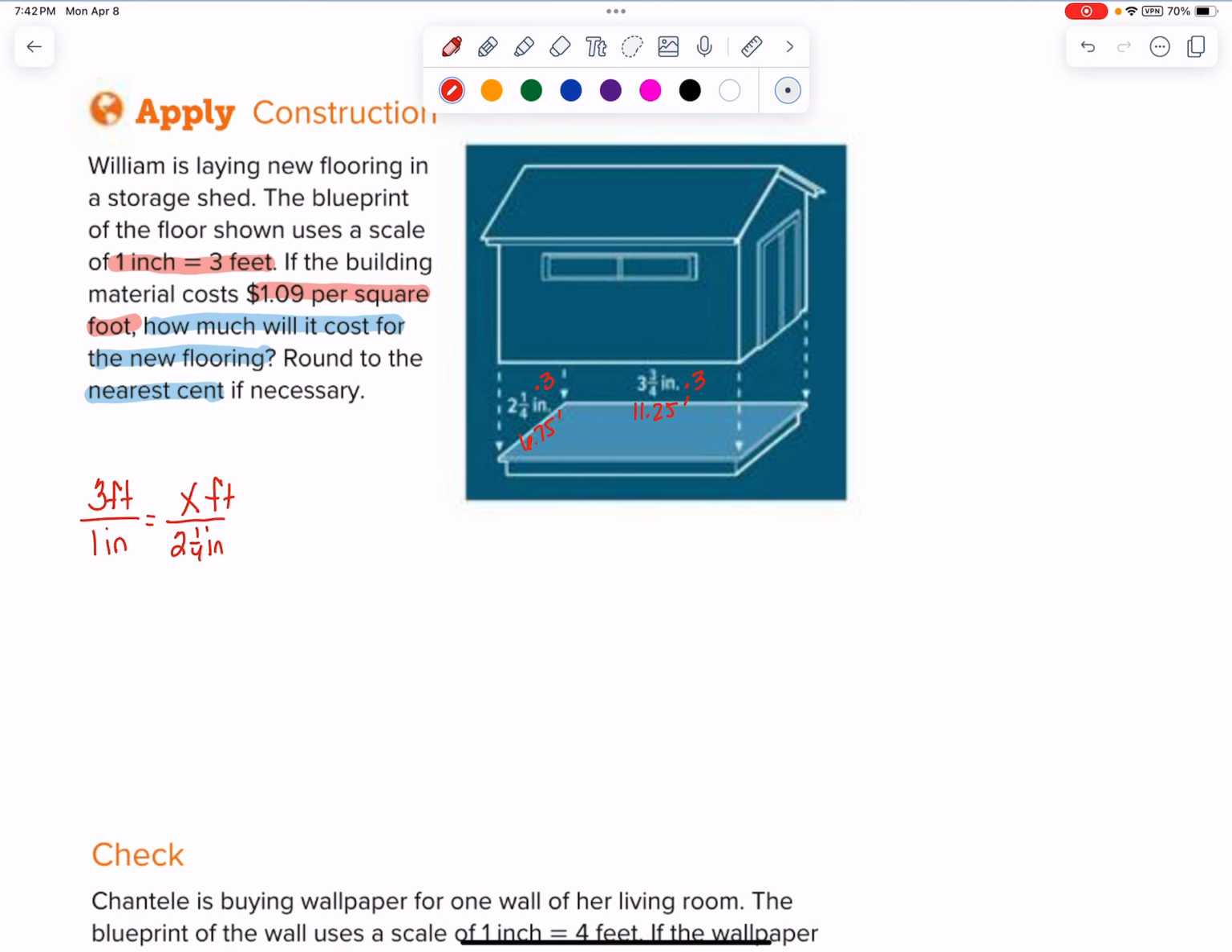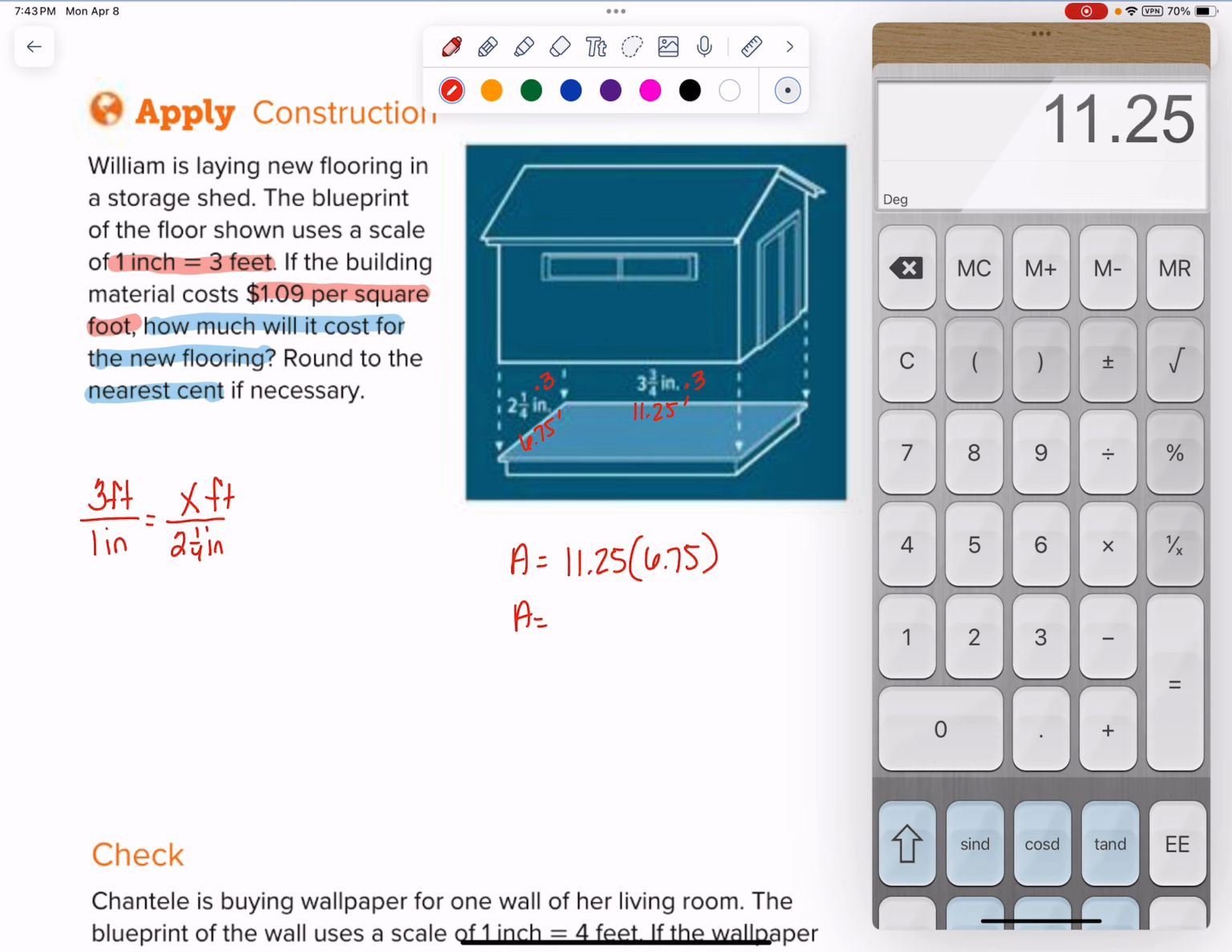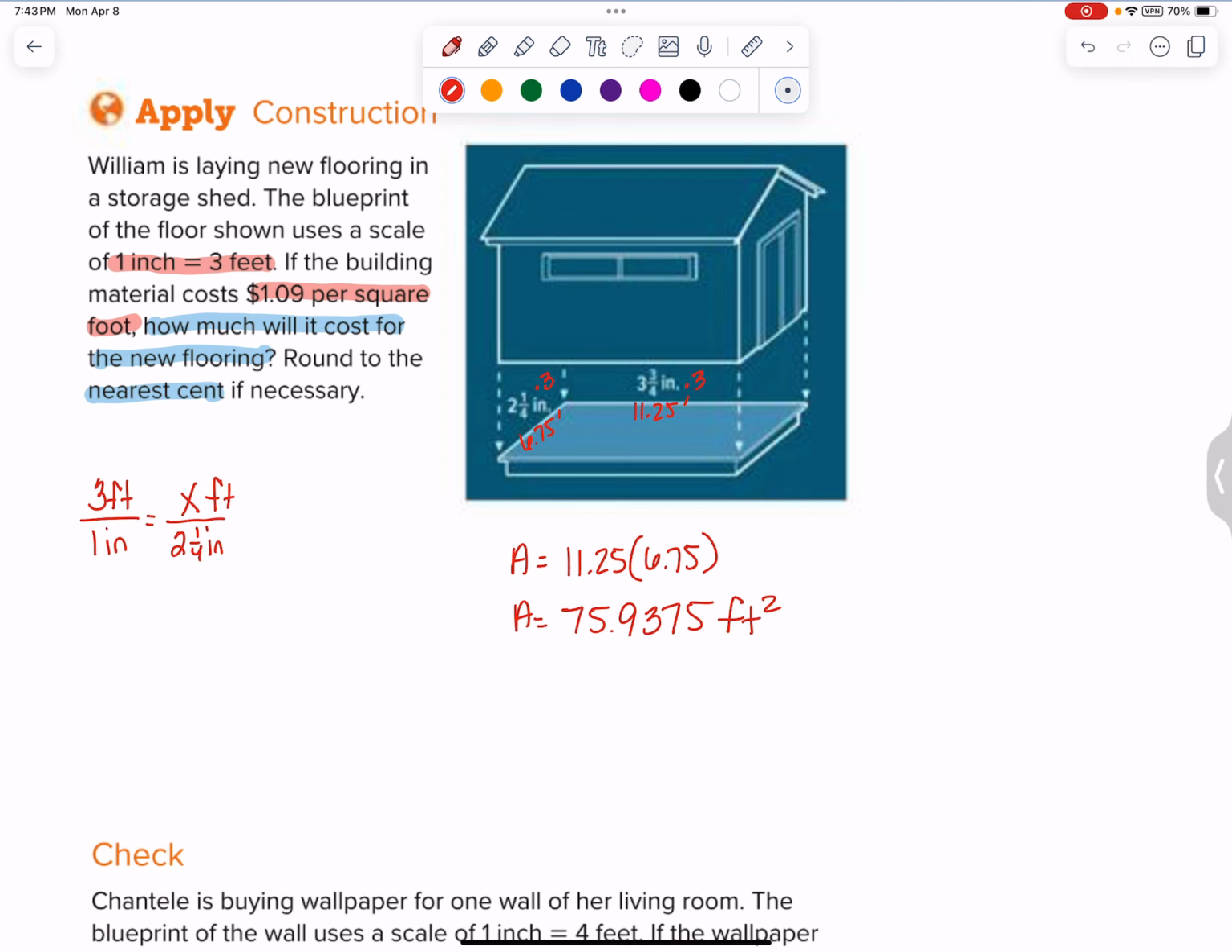All right, so it's $1.09 per square foot. Well, I haven't calculated square foot yet, right? I just calculated the length and the width. So I need to calculate the area, which is length times width. So 11.25 times 6.75. That'll get us our area in feet squared. So 11.25 times 6.75, and we have 75.9375 feet squared. Okay, so that's the area.